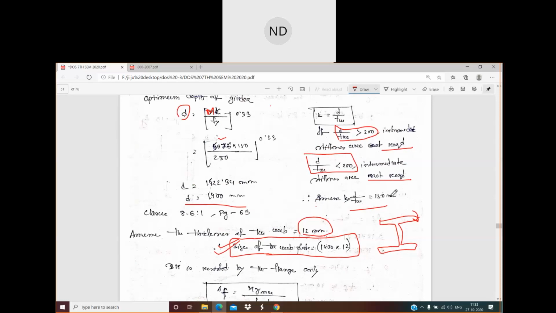Now, since we are not providing stiffeners, and after this calculation of the depth and assuming the thickness, we now know the size of the web: 12 and 1400. Since resistance to shear is given by the web, resistance to shear buckling shall be verified. We have assumed we will not be providing stiffeners, so now we will look whether it is okay or not with our design.